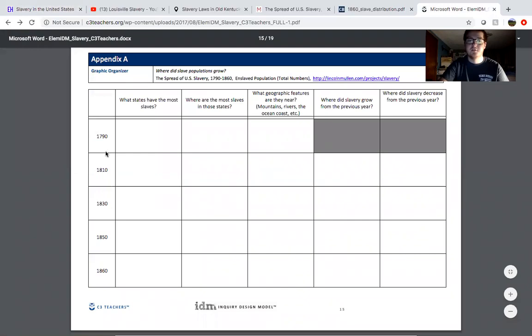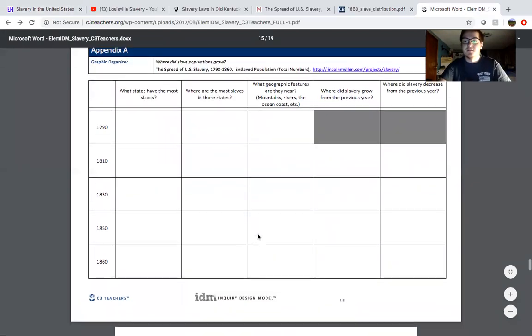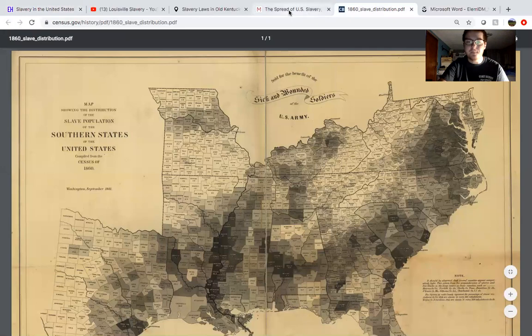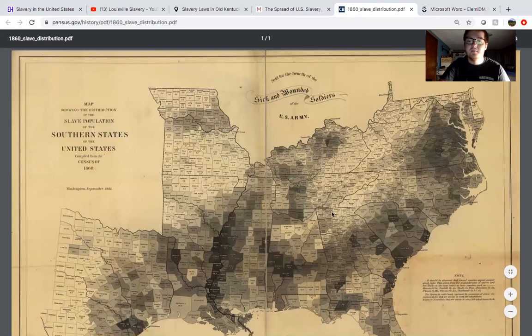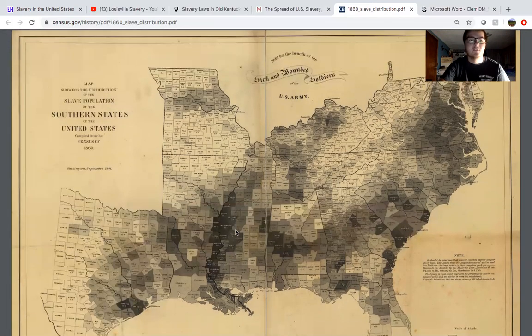So make sure we pay attention to our years. When it says where did it grow from the previous year, look at 1790 compared to 1810, and vice versa for 1830, look at 1810, and 1850 to 1830. See where the slave populations grew, okay? And again, you can use any of these sources. The 1860 source is really a good section to look at to see where the slave populations grew as we're getting to the Civil War. And that's really the point of this lesson, to show you how these different sentiments and feelings divided our country, and slavery is what eventually led to the Civil War.